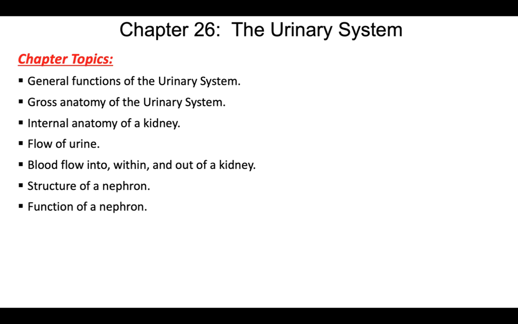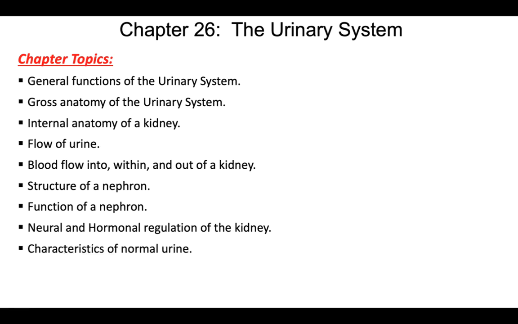Once we look at the structure, we'll look at the function, and then we look at neural and hormonal regulation of kidneys. So what does the nervous system do to your kidneys? What are some of the hormones that are controlling the kidneys? And then we'll look at urine. Basically, what does normal urine look like? What's in it? Then we'll look at anything that might be a red flag as far as abnormalities, things that should not be in urine.